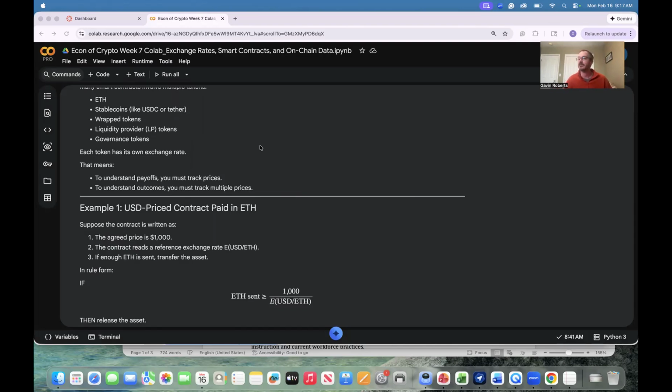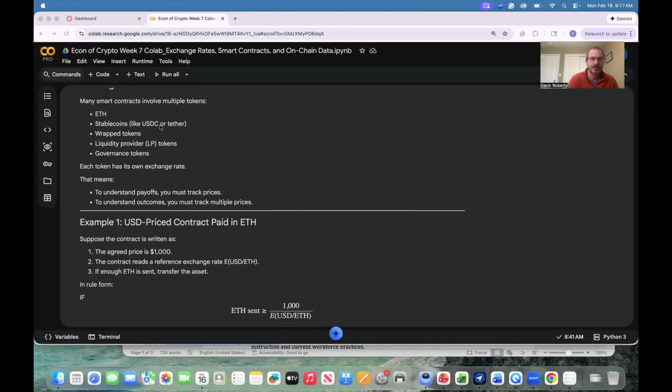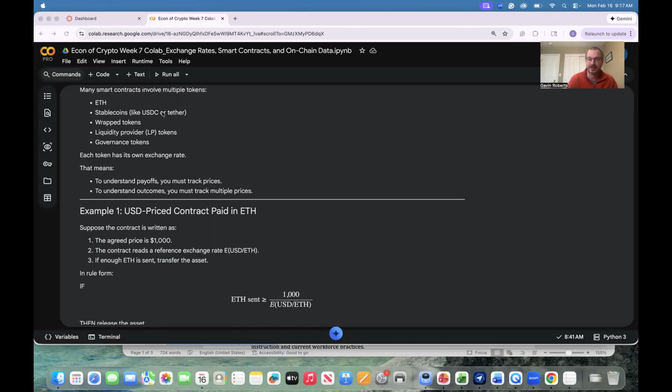So stable coins, of course, are a big thing nowadays. Tether, we've already talked about. USDC, the US dollar coin, is another really big stable coin. Those ones are meant to just trade one for one with the dollar.